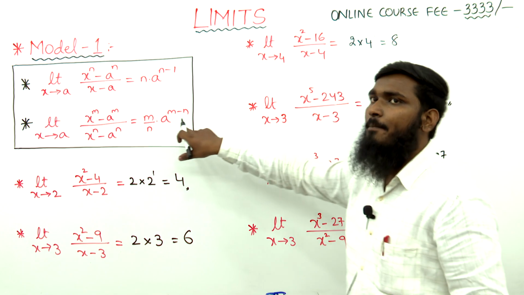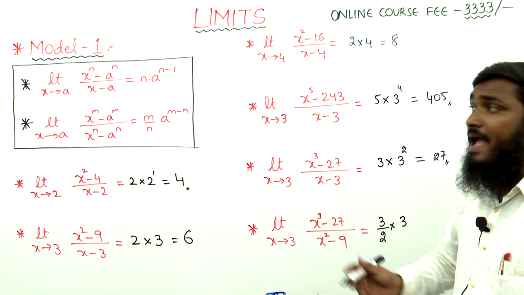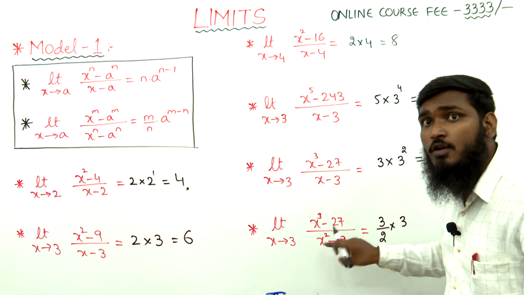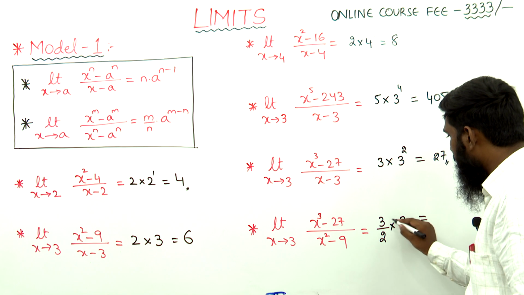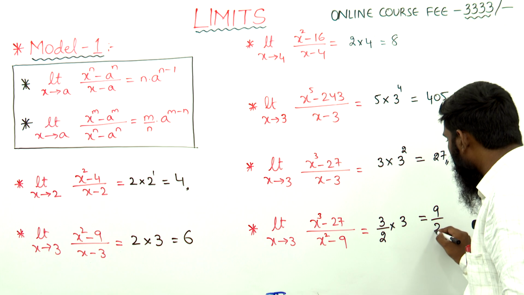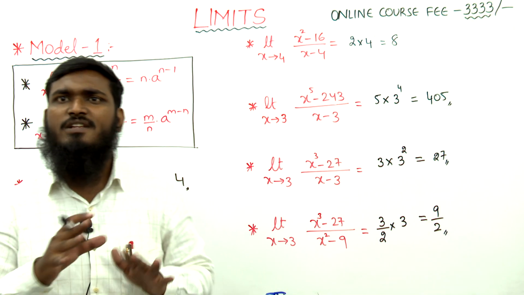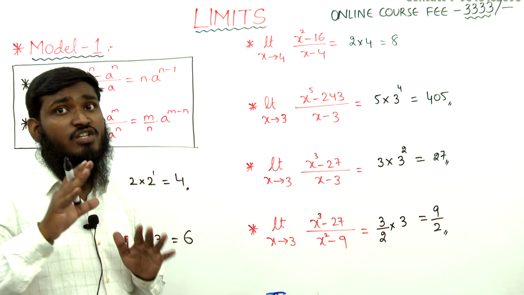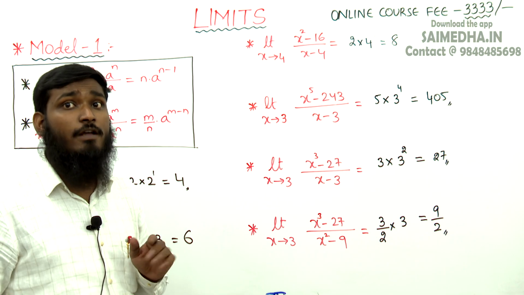now a power m minus n. What is the a value? 3. 3 power m minus n, what is the m value? 3. What is the n value? 2. 3 minus 2 is equal to 1. So what answer do we get here? 3 3s are 9, so 9 by 2. Like this we have to solve. If you use these shortcuts, these TSRs, time saving results, we will save much time in the examination, and we can spend that time on the difficult questions as well.